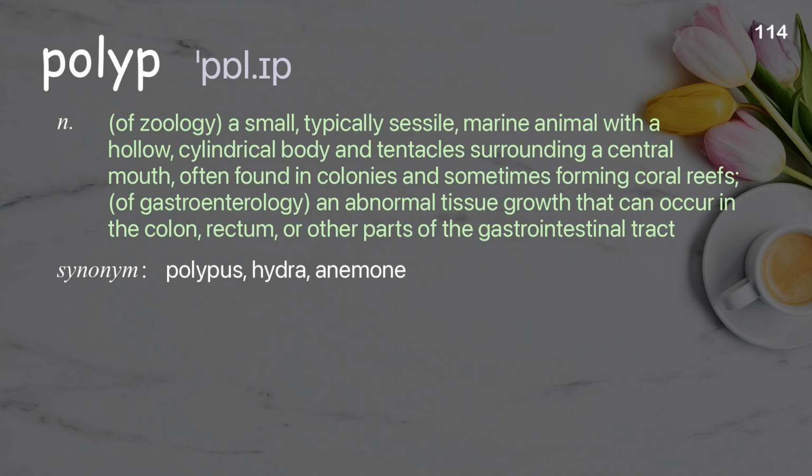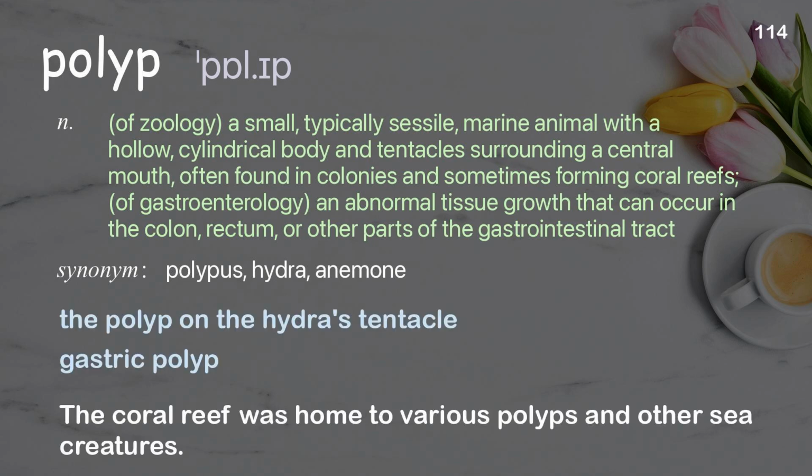Polyp. Of zoology, a small, typically sessile, marine animal with a hollow, cylindrical body and tentacles surrounding a central mouth, often found in colonies and sometimes forming coral reefs. Of gastroenterology, an abnormal tissue growth that can occur in the colon, rectum, or other parts of the gastrointestinal tract. Examples: the polyp on the hydra's tentacle, gastric polyp. The coral reef was home to various polyps and other sea creatures.